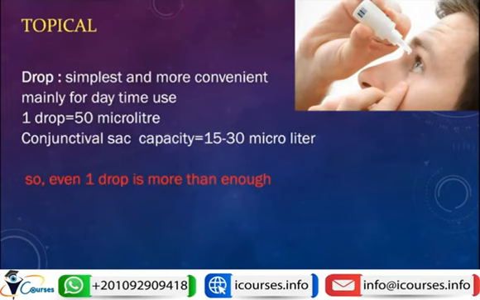Sometimes the patient puts the eye drops in his eyes and there is a spillage of the eye drops. And then we wonder whether these eye drops are effective or not. Let me tell you something: a single eye drop has a volume of about 50 microliters, while the conjunctival sac capacity is about a maximum of 30 microliters. So even one drop is more than enough. So if you find that the eye drop is spilled over the eye, then don't worry, the eye drop will cause its action.